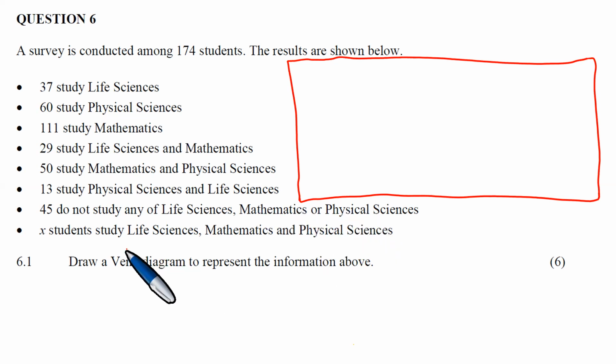So there are students who study life sciences, math, and physical sciences. They also don't do any of this because a student can decide to do accounting and not do life sciences. In the place of life sciences, they can do accounting, economics, business studies or something of that sort. So obviously, we are trying to organize the information here. So let's look at these together.